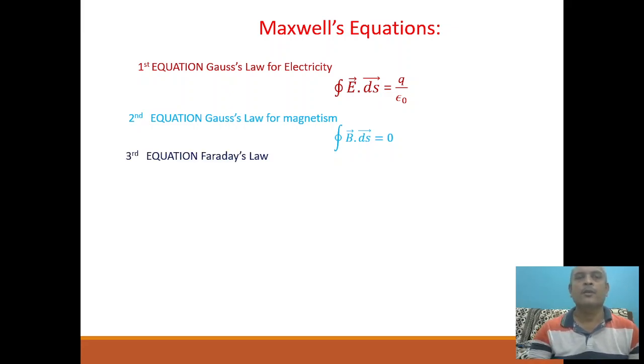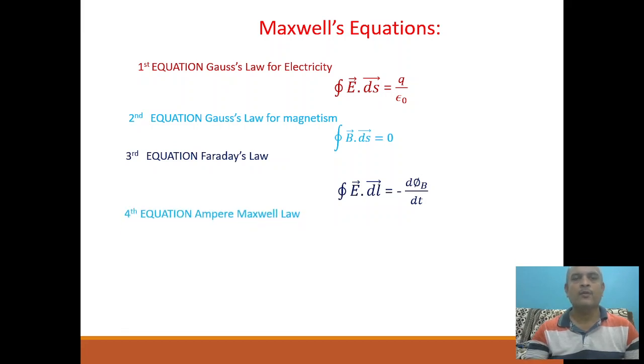Third, he took Faraday law. The third equation is Faraday law. This is ∮E·dL is equal to minus d phi upon dt. But in this chapter, we use both types of flux. So phi B is called magnetic flux, and phi E will be denoted for electric flux.